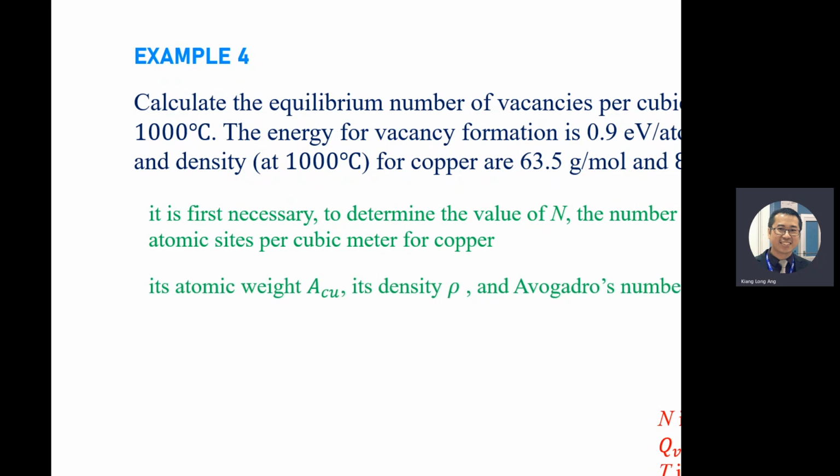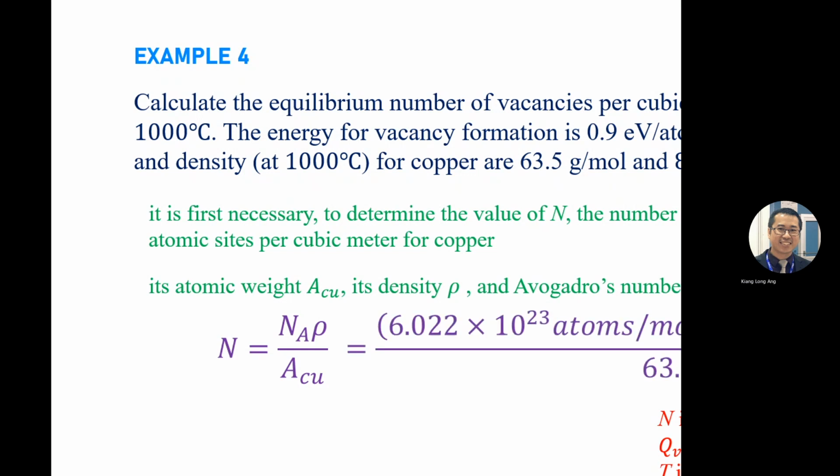So we need to find the number n. The number n is given by Na rho over the atomic weight of the copper. So you plug in the numbers. Na is Avogadro number, 6 point something times 10 power 23 per mole. Then rho is the density. Density is given. But remember to change into SI unit. You change cm cube into meter cube. This is a conversion.